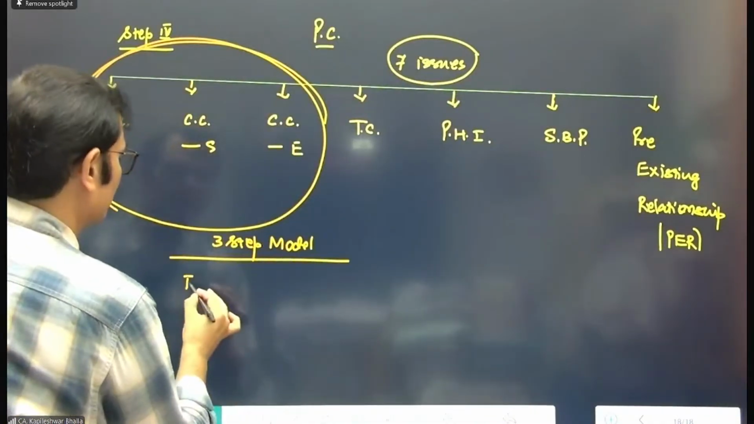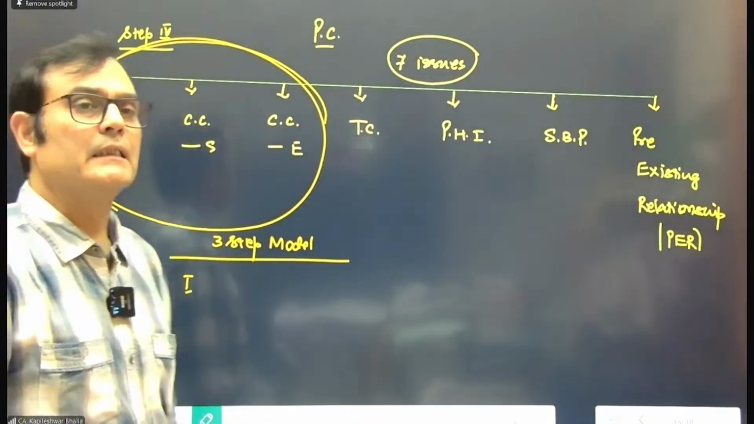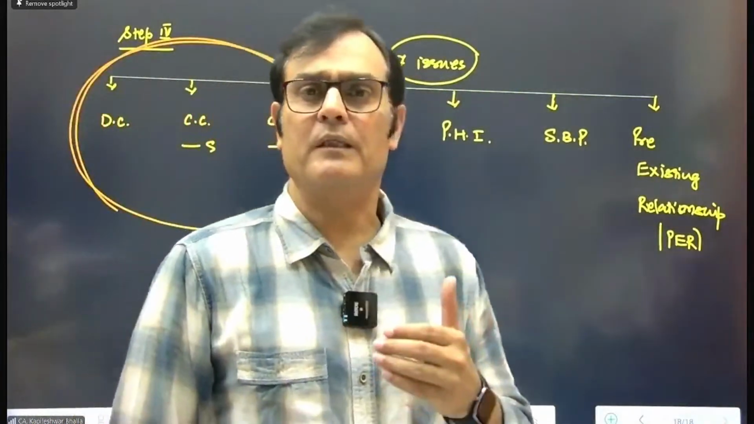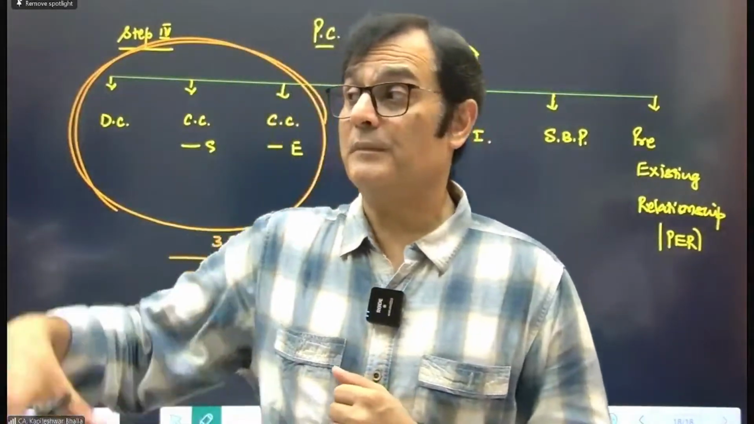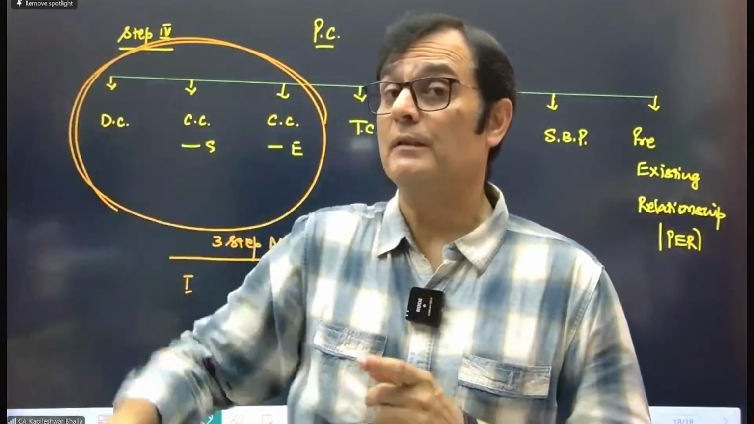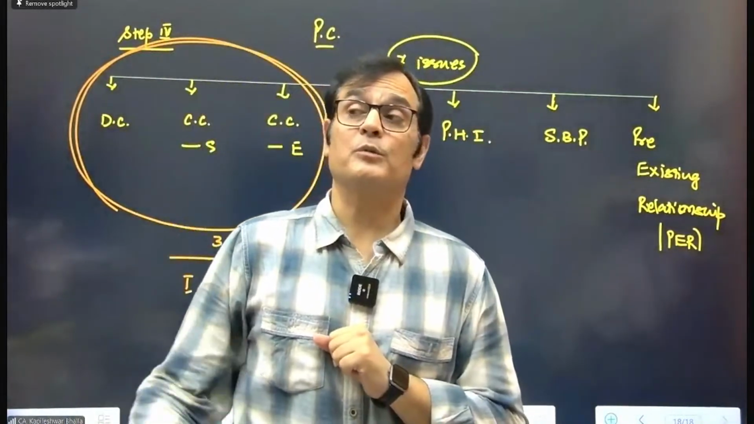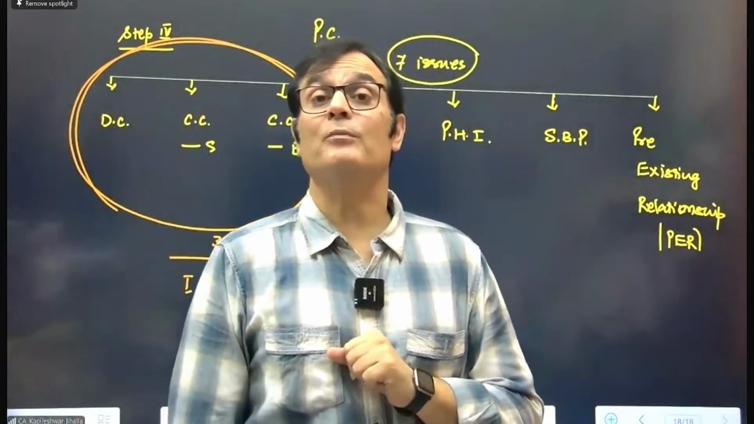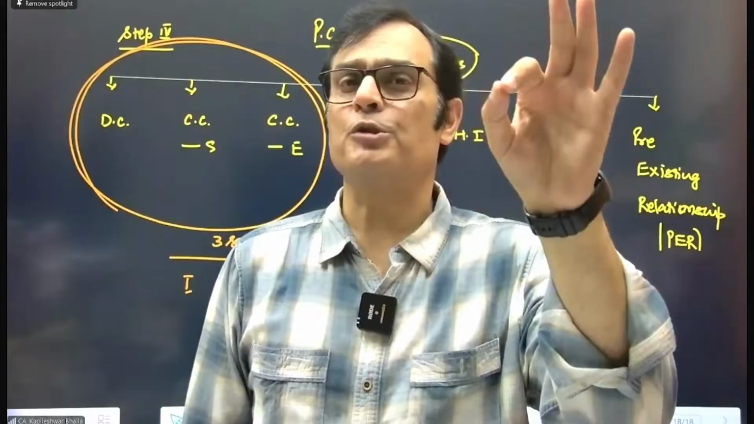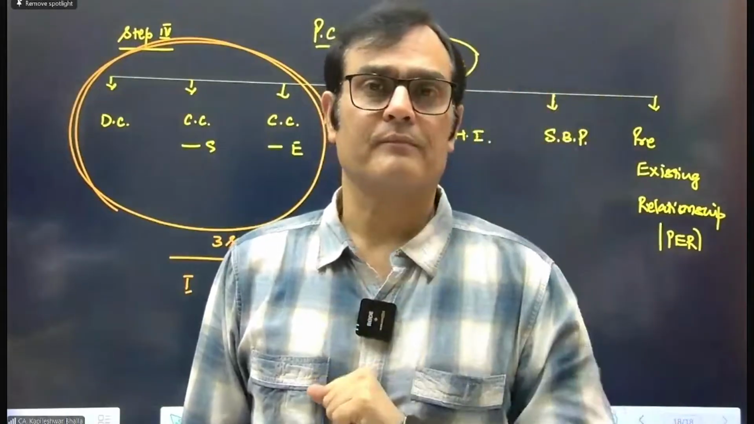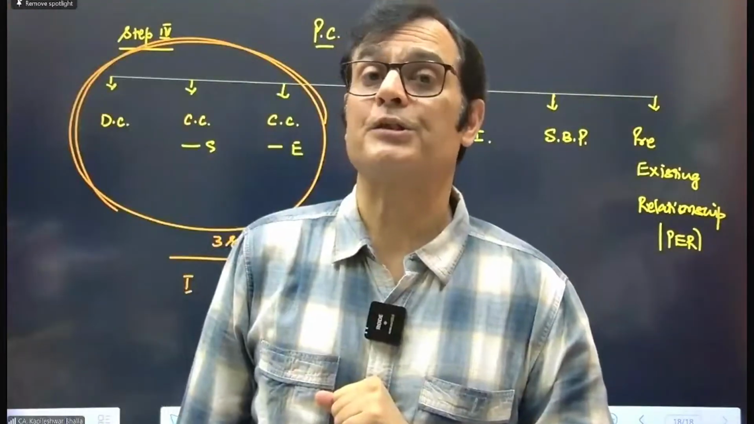So first of all, you need to remind yourself what the difference is between CC and DC. Deferred consideration means something which is payable in the future but is going to be paid for sure. And contingent consideration means something which is payable in the future but it may or may not be paid. A contingent consideration is based on ifs and buts.